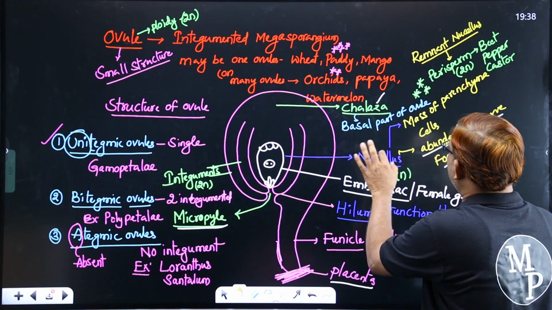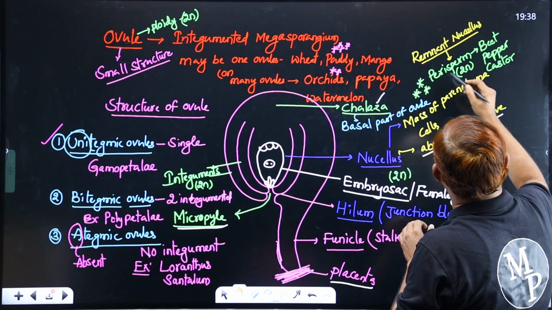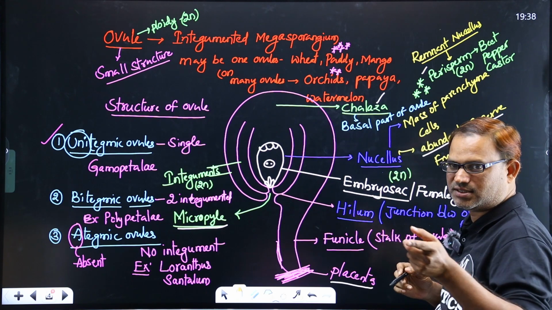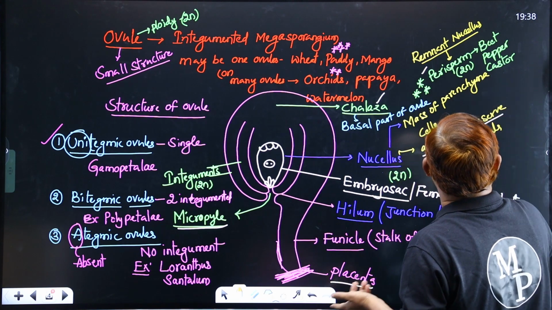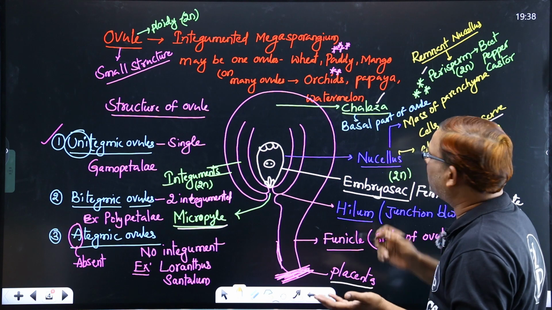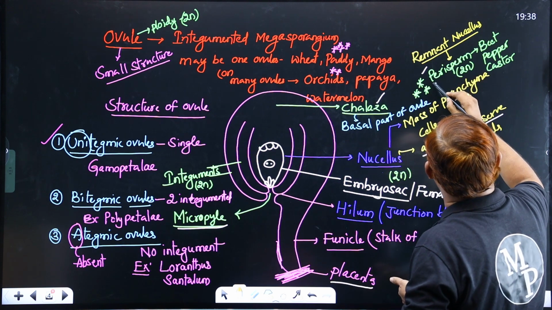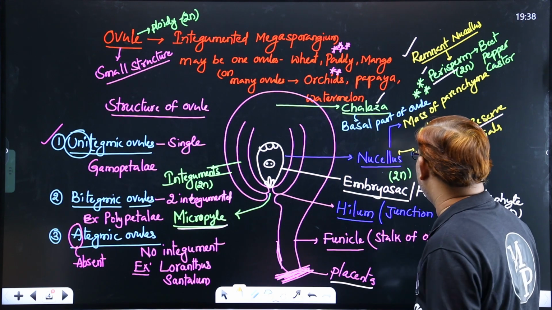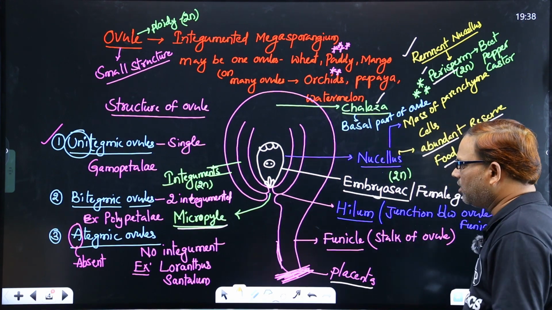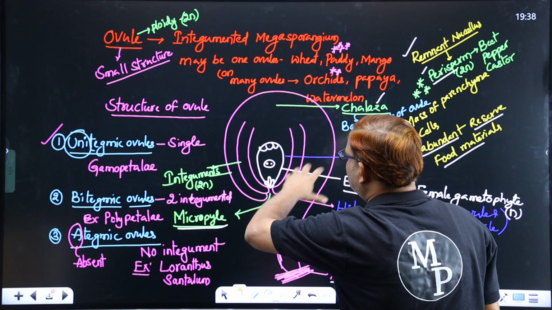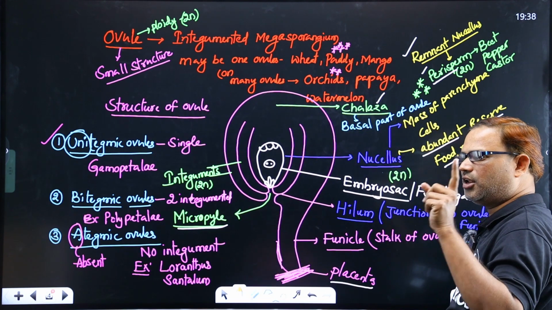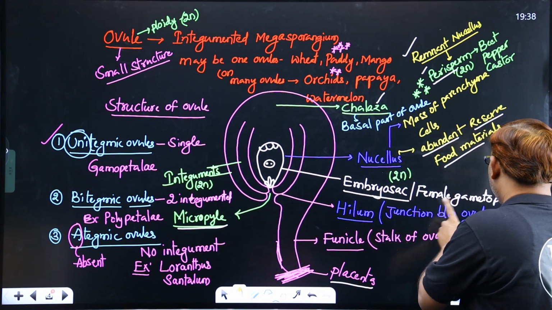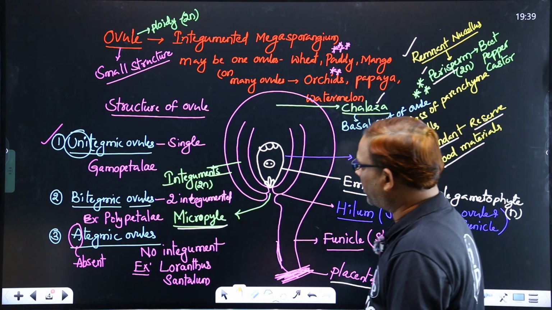When the nucellus remnant is present, such seeds are called perispermic seeds. Examples are beet and pepper. Perisperm means a remnant of the nucellus. Inside the nucellus, one embryo sac, or female gametophyte, is located.